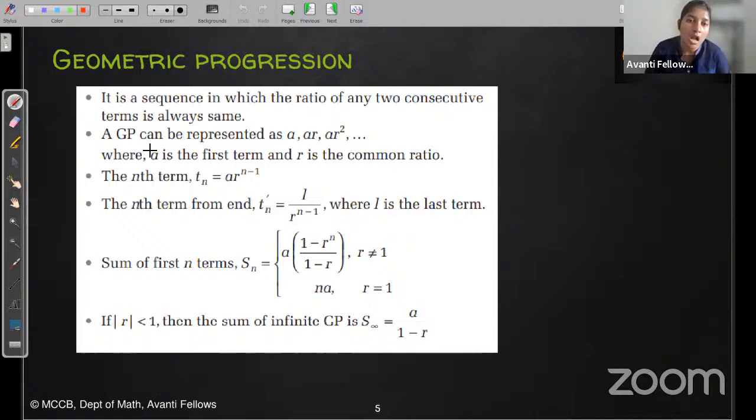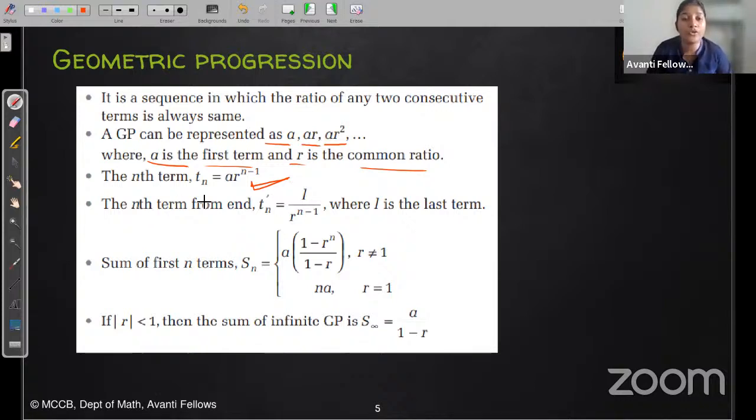Now, a geometric progression can be represented as a, ar, ar squared. Okay. Here a is the first term and r is the common ratio. We know that. And the nth term of the geometric progression is given by Tn is equal to a into r raised to n minus 1. Fine? This is the nth term of the geometric progression.